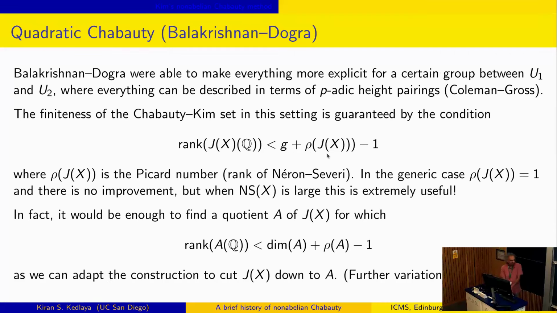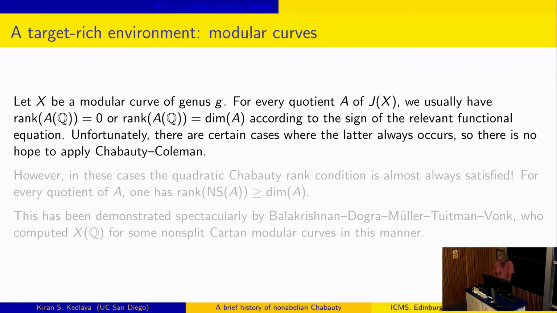This is actually already a remark in ordinary Chabauty-Coleman: if you find a quotient of the Jacobian that satisfies the analogous condition, you can work there, with dimension greater than 1. And then there are lots of other variations, things like restrictions of scalars. So the point is that now suddenly we have something that really has teeth from the point of view of explicit geometry. In particular, you have a target-rich environment consisting of modular curves.